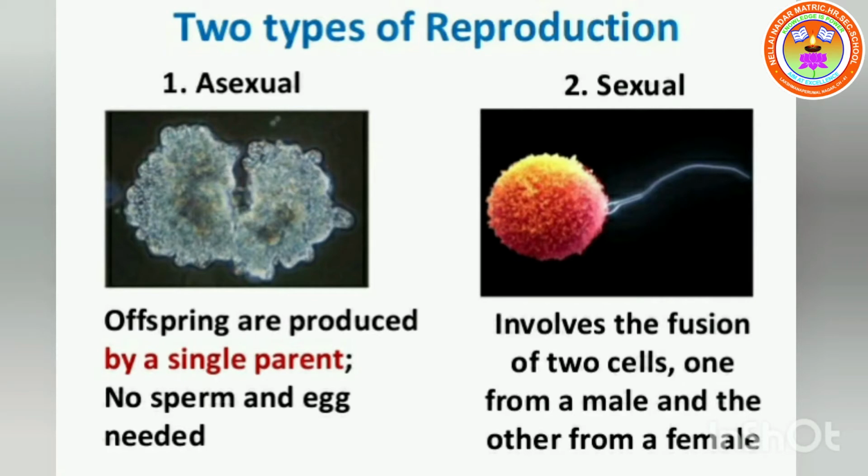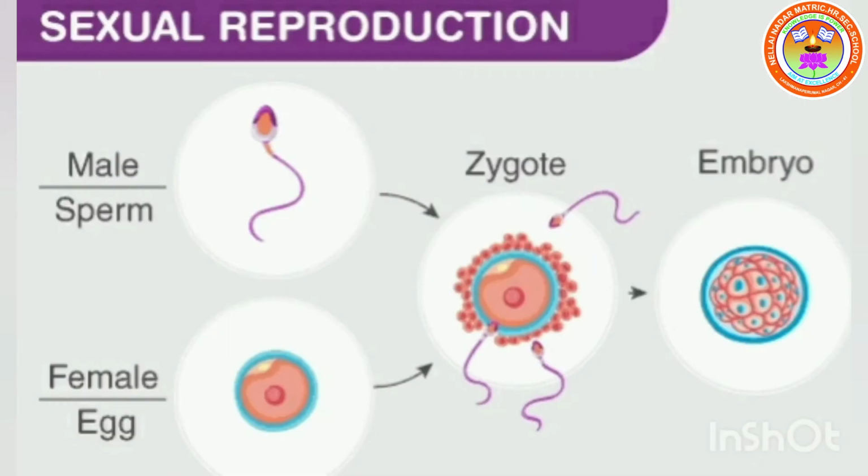Asexual: offspring are produced by a single parent, no sperm and egg needed. Sexual: involves the fusion of two cells, one from a male and the other from a female. Sexual reproduction is a natural way of reproduction in humans, animals, and also in most of the plants. This type of reproduction is more complex and lengthy as compared to asexual reproduction. Different and unique offspring are produced by sexual reproduction.